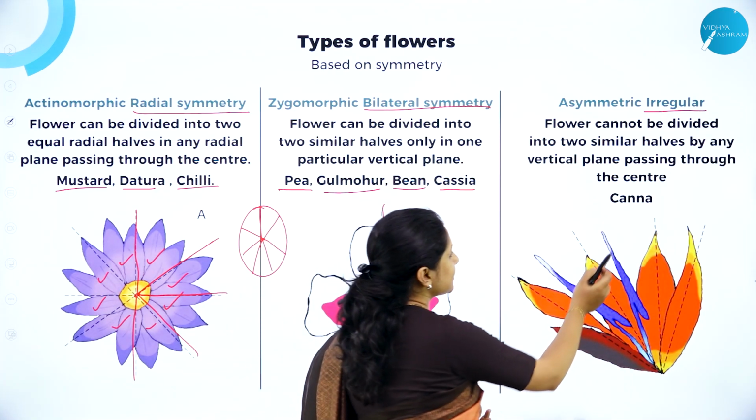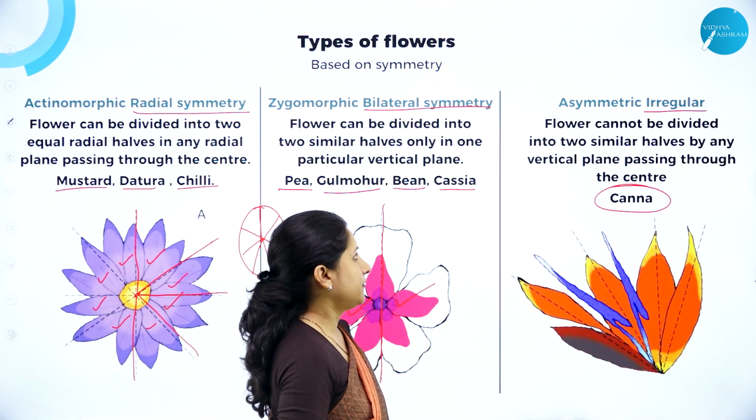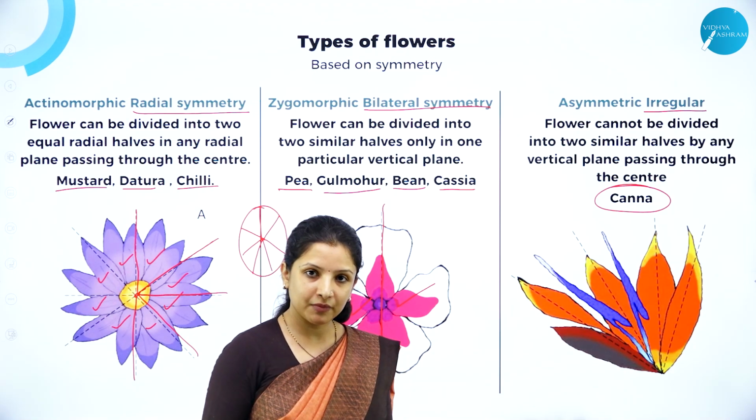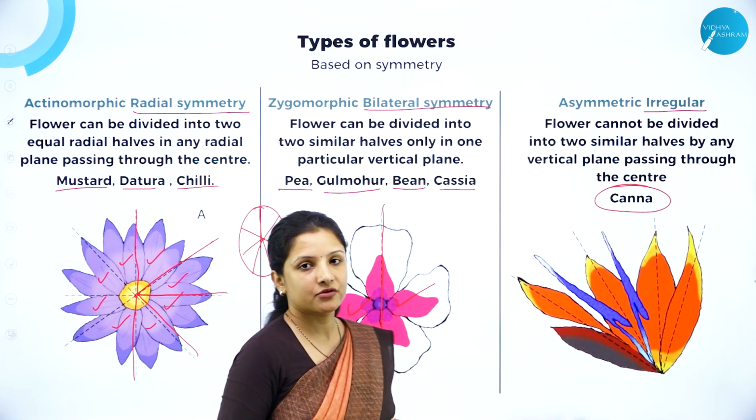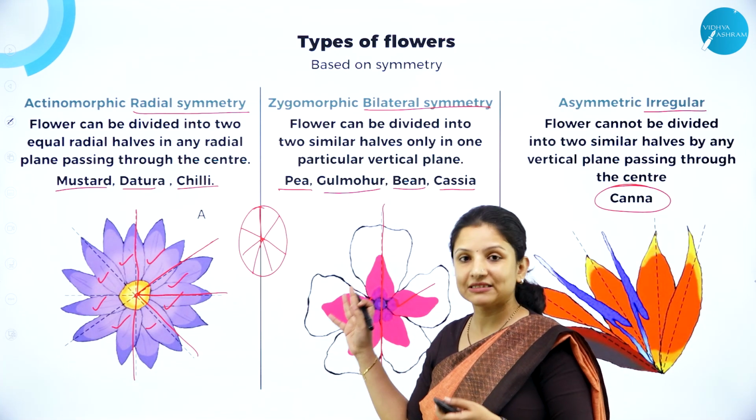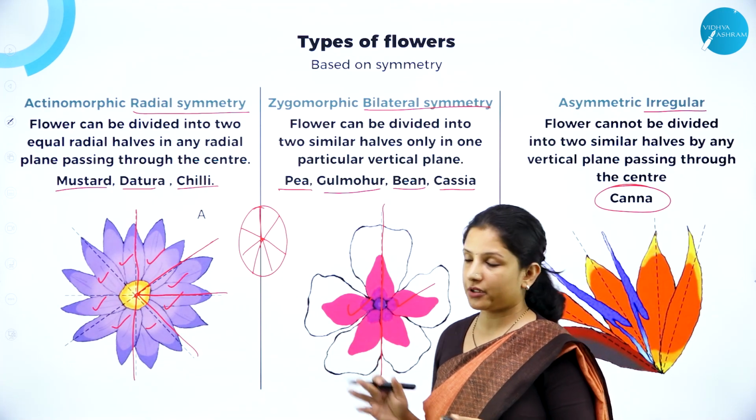The best example is canna. So, canna is the best example for an asymmetrical flower, wherein the flower cannot be divided into two similar halves, or even radial halves. So, such flowers are asymmetric or of irregular symmetry. So, this is called symmetry, wherein we have actinomorphic, zygomorphic and asymmetrical.